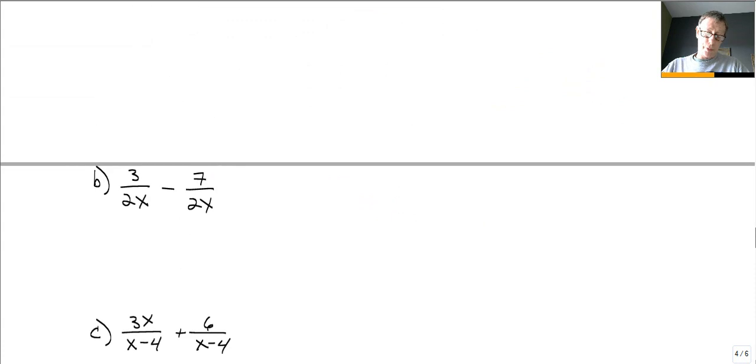Okay, let's do a few of these real quick. Some of these are pretty easy. Notice these have a common denominator, so that's just going to be equal to 3 minus 7 all over 2x. 3 minus 7 is a negative 4 over 2x. 2 will go into negative 4 negative 2 times, so that would be a negative 2 over x.